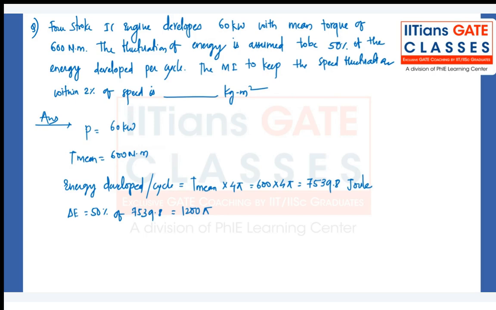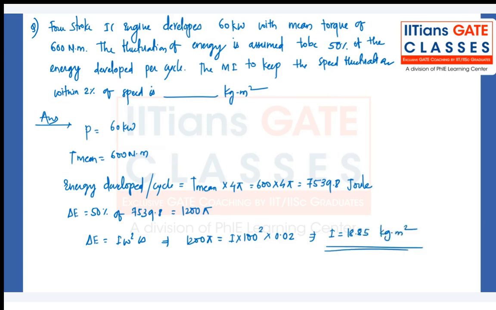Okay, so this is something you can consider. And then we have delta E, which is equal to I omega square CS. So this implies 1200 pi is equal to I into 100 square into 0.02. This implies I is equal to 18.85 kg meter square. Okay, so 18.85 is the final answer in this case.